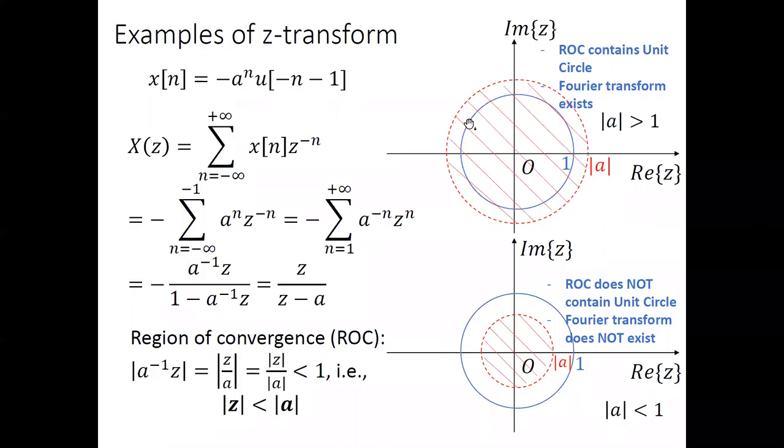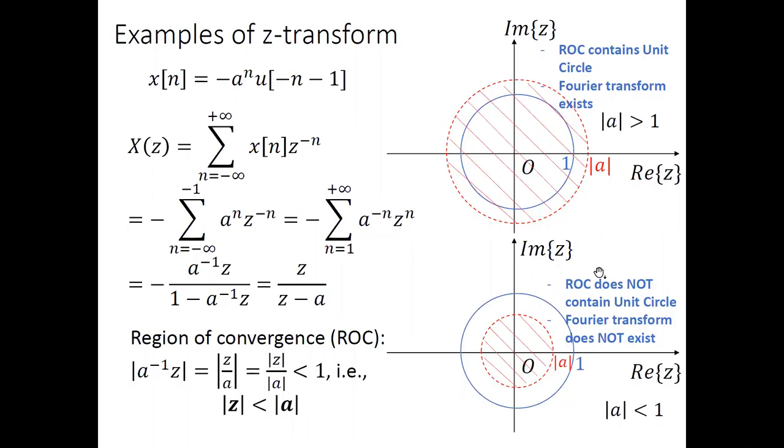It means the region of convergence does not include the circle itself. It's only the region strictly inside the circle. And there are two cases. One case is that A is magnitude larger than one, so A is to the right of one. The other case is A magnitude less than one, so this red circle is inside the unit circle. But for both cases, the region of convergence should be inside the red circle.